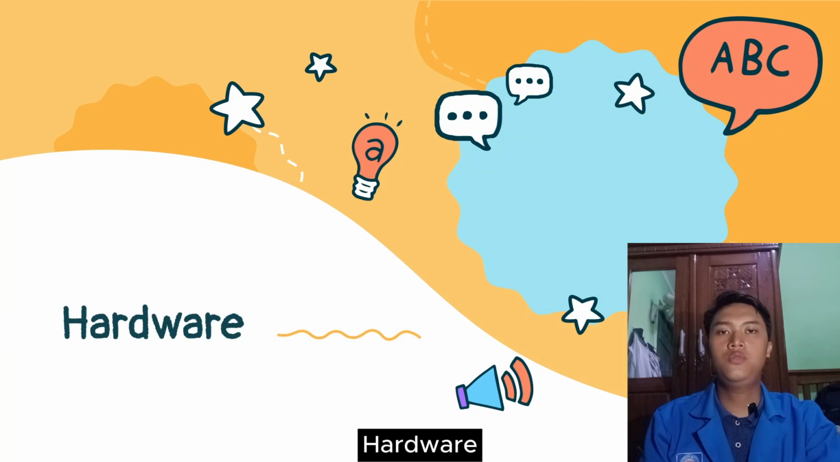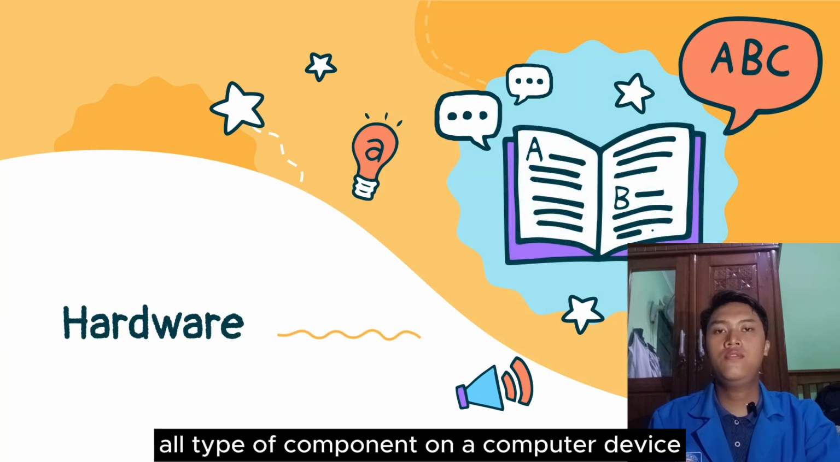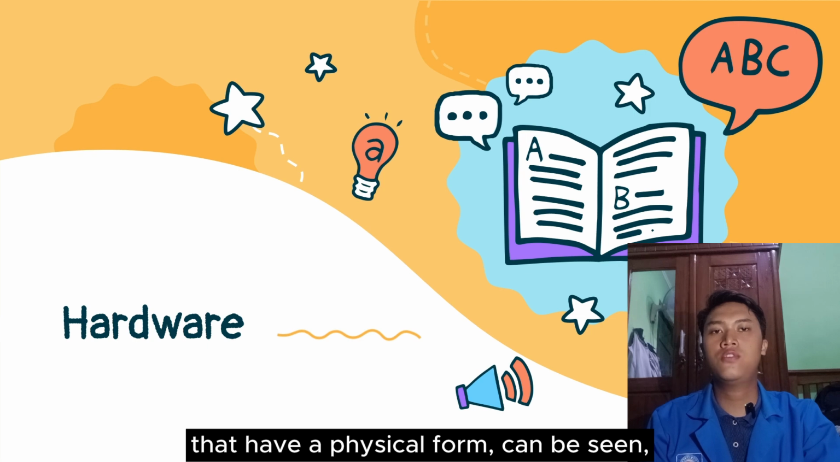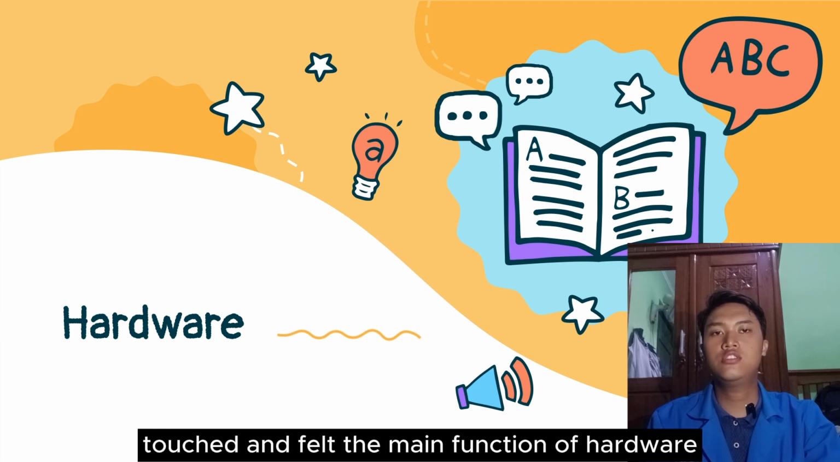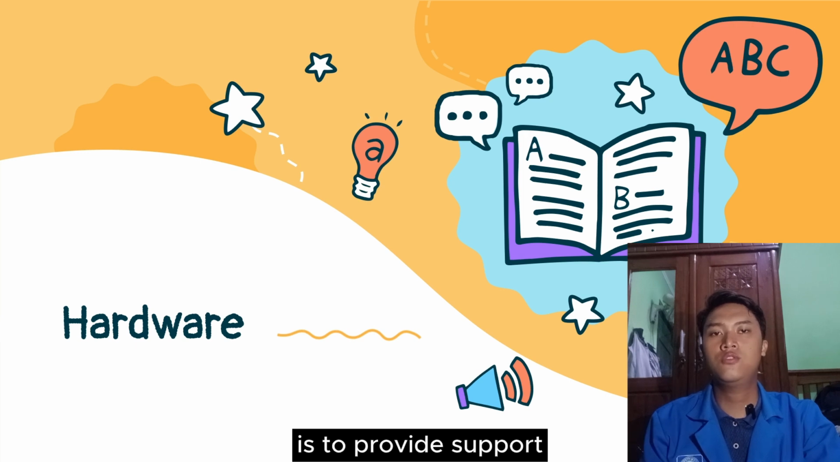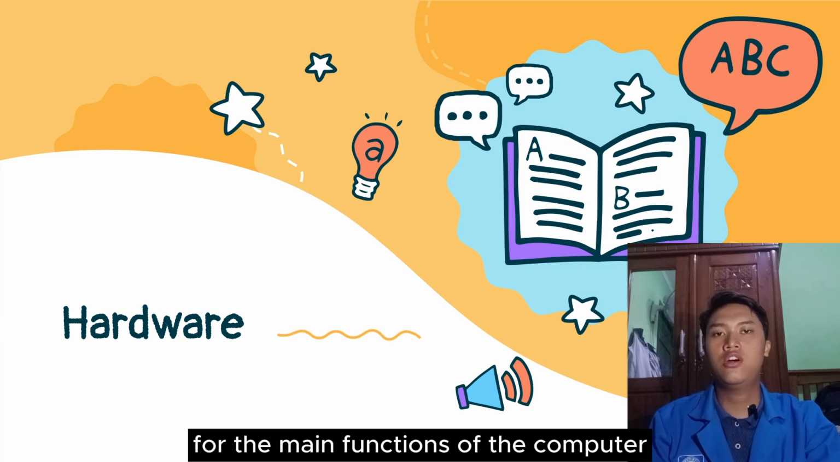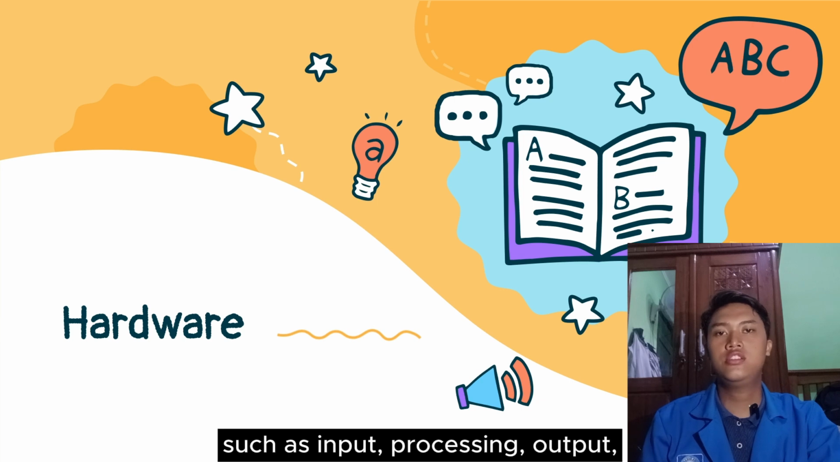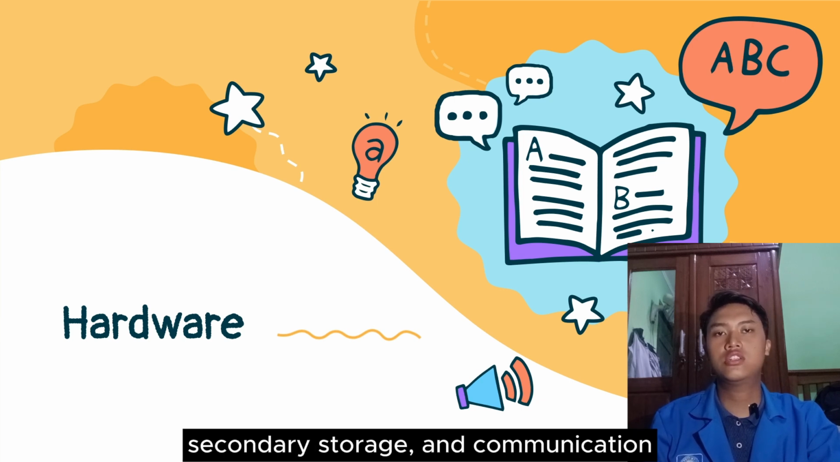Then, hardware. All types of components on a computer device that have a physical form can be seen, touched, and felt. The main function of hardware is to provide support for the main function of the computer, such as input, processing, output, secondary storage, and communication.